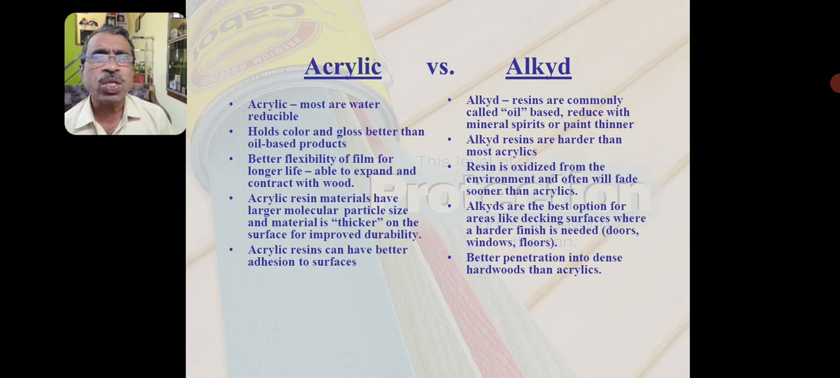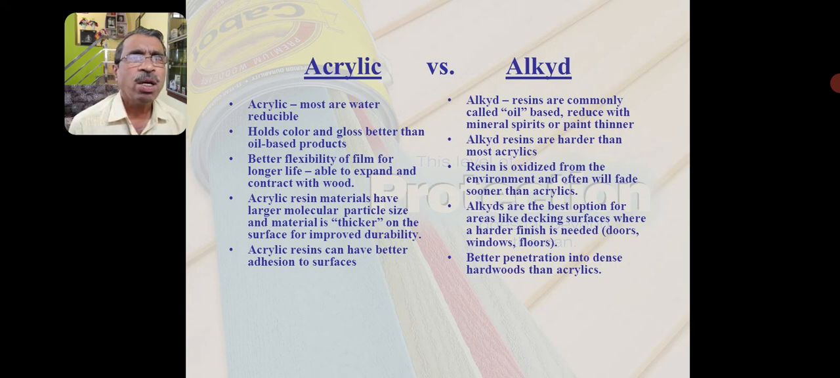Acrylic resin materials have a larger molecular particle size, and the material is thicker on the surface for improved durability. Alkyds are the best options for areas like decking surfaces, doors, windows, and floors, where a harder finish is needed. Acrylic resins can have better adhesion to surfaces, whereas alkyd resins have better penetration into dense hardwoods than acrylics.